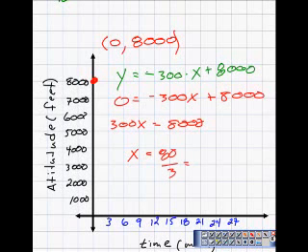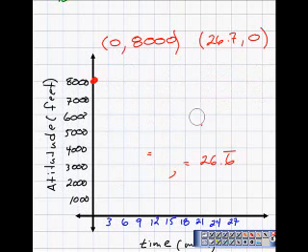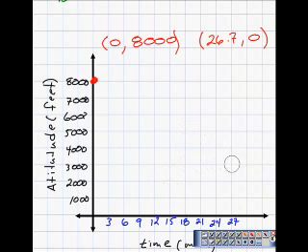or 26.6 minutes, or 26.7 if we round, 26.6 repeating. So the x-intercept is going to be (26.7, 0). So we'll graph that second point, which would be just about 27, and we would go ahead and put a line in there to graph that.